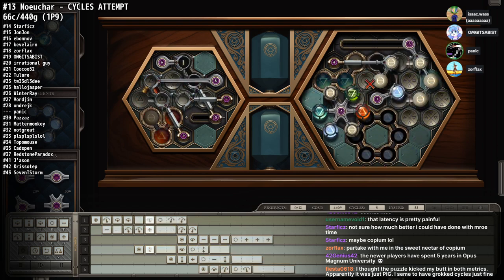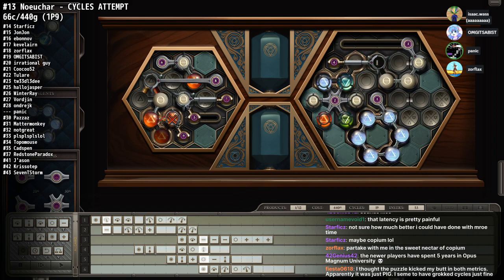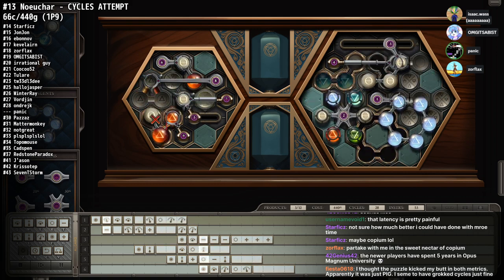So this one drops, and then this one spends a few cycles getting output, so this one is definitely the limiting latency here.